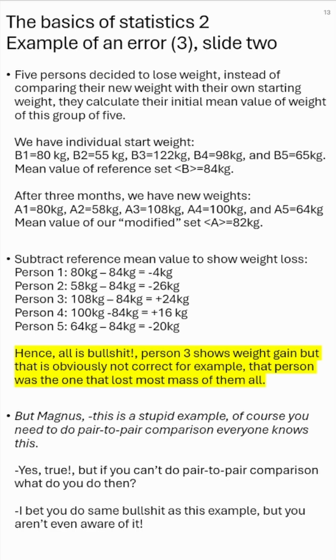But then you say, right, but Magnus, this is a stupid example. Of course, you need to do pair-to-pair comparison. Everybody knows this, right? And in this case, it's obvious we should do pair-to-pair comparison. Yes, I say, it's true. But how about if you can't do pair-to-pair comparison? What do you do then? And I bet you do the same nonsense as this silly example, but you aren't even aware of it.